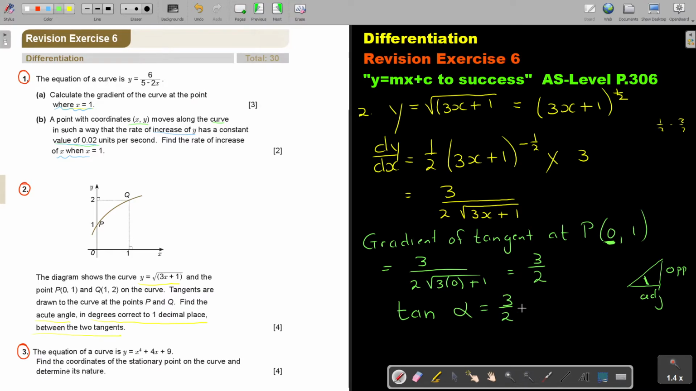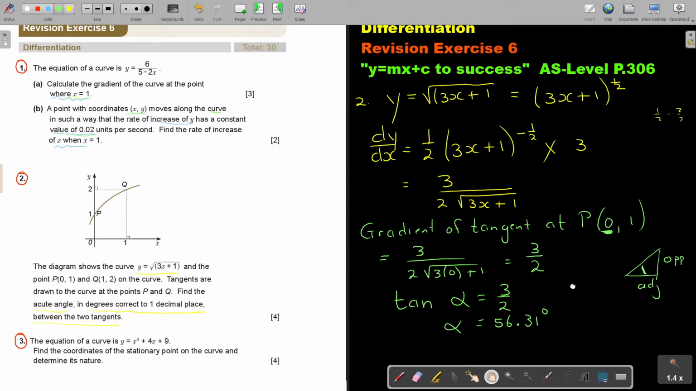Press on your calculator, make sure it's on degrees. I just want to see, mine is on radians. Okay, now it's on degrees. So shift, tan, bracket, 3 divided by 2, close the bracket, equals. So I get that the angle is 56.31 to 2 decimal places. Now I do exactly the same with the other point.